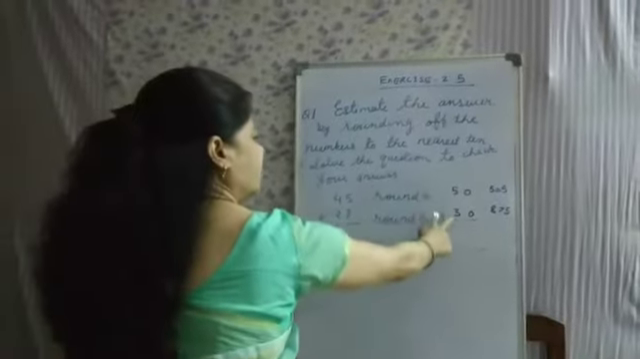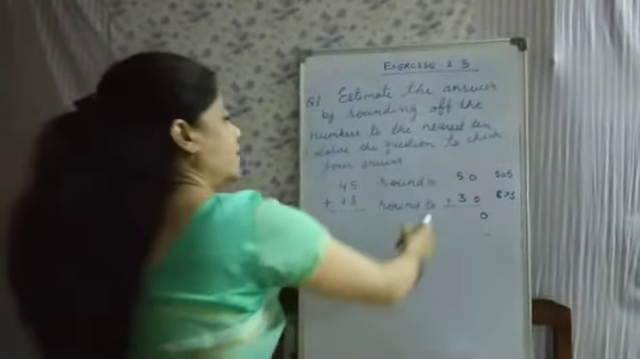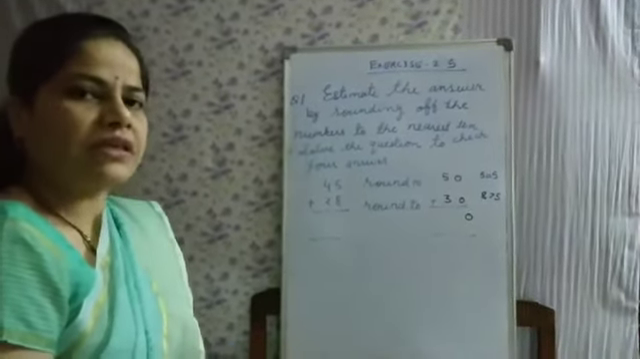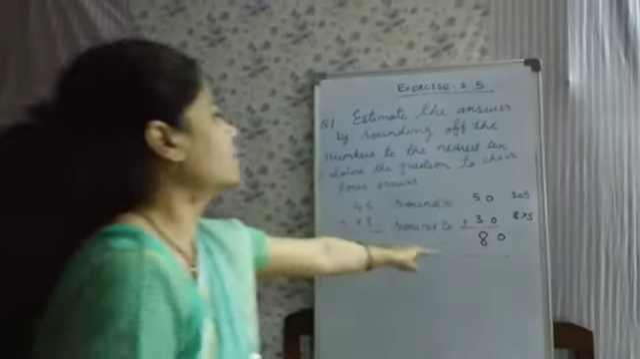Now you have to add 50 and 30. 0 plus 0 will be 0 and 5 plus 3. After 5 you have to count 3 times: 6, 7, 8. So you will get 80. Now you have to check the answer.